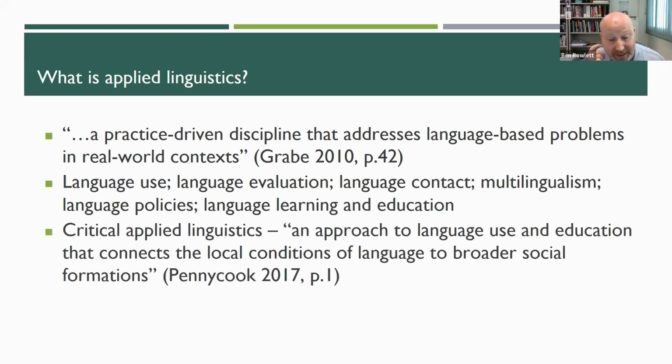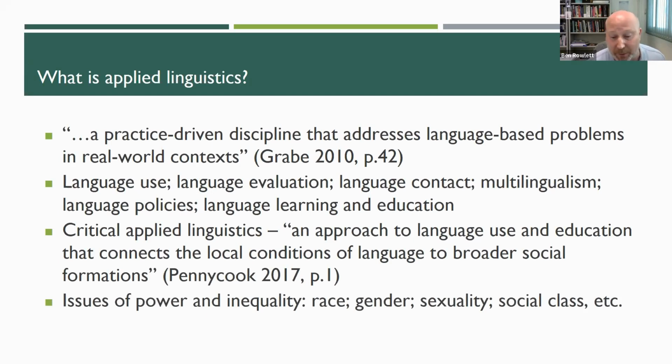Now, in recent decades, a number of scholars have put forward the case for a critical applied linguistics, in which the main driving factor behind the research has been, in the words of Alastair Pennycook, to connect the local conditions of language to broader social formations. So in effect, this means that applied linguistics should, or more importantly, needs to pay attention to issues of power and inequality, such as those related to concepts of race, gender, sexuality, social class, to name but a few.